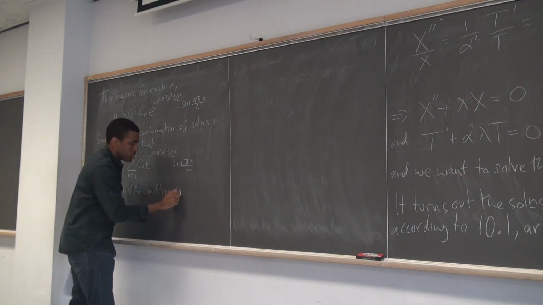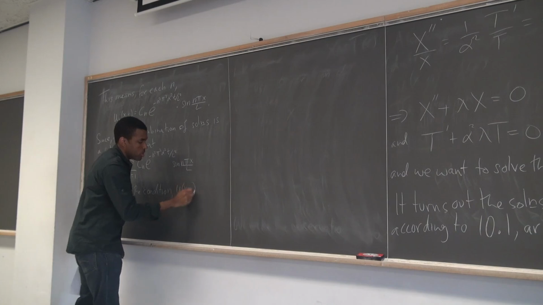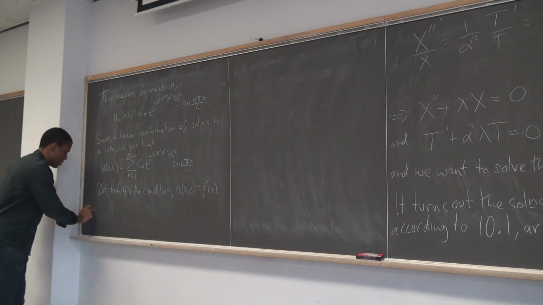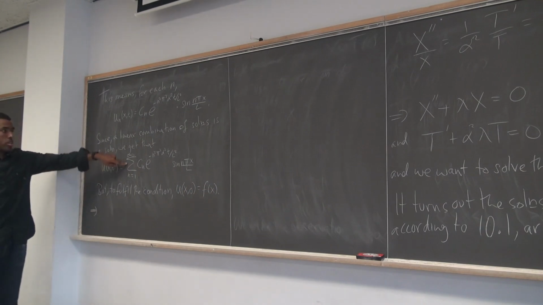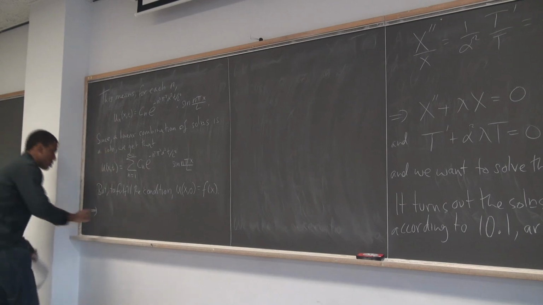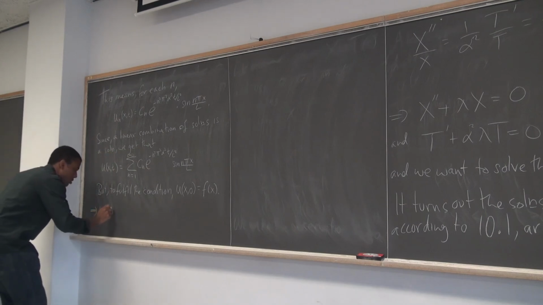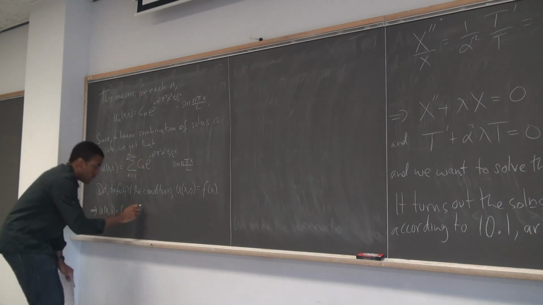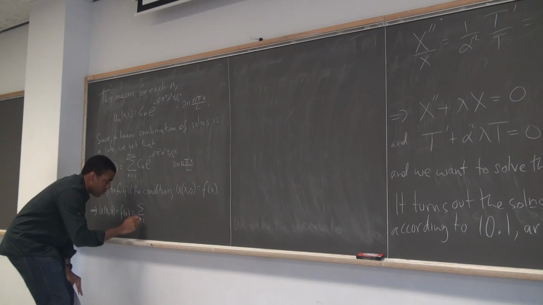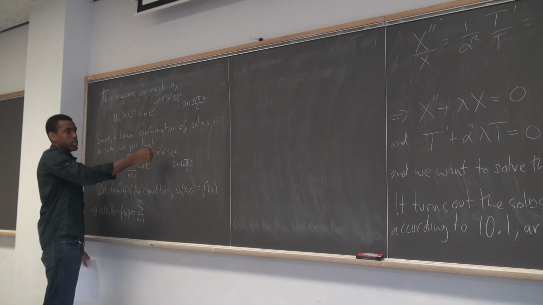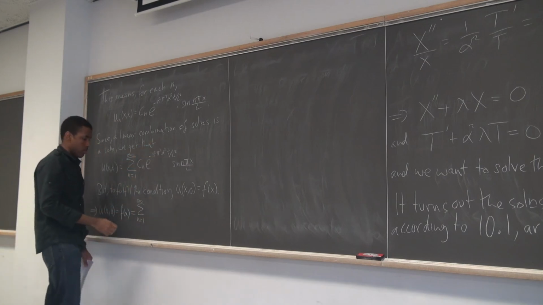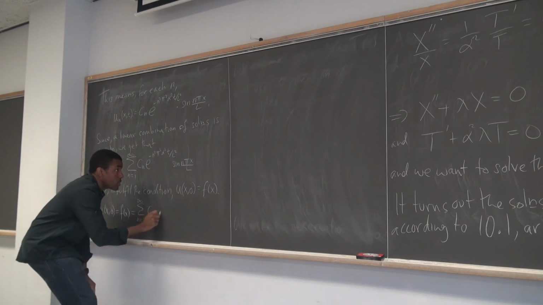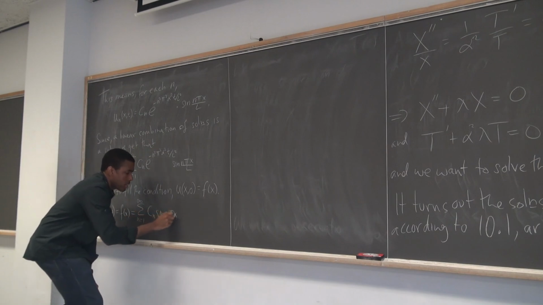But we have a condition to fulfill: u of x,0 is equal to a function f of x, right? So if I plug in t equals 0, I should obtain a function f of x, which means u of x,0 is equal to f of x. If I plug in t equals 0, then I get e to the 0, which is just 1, and I'm left with c_n sine n pi x over L.